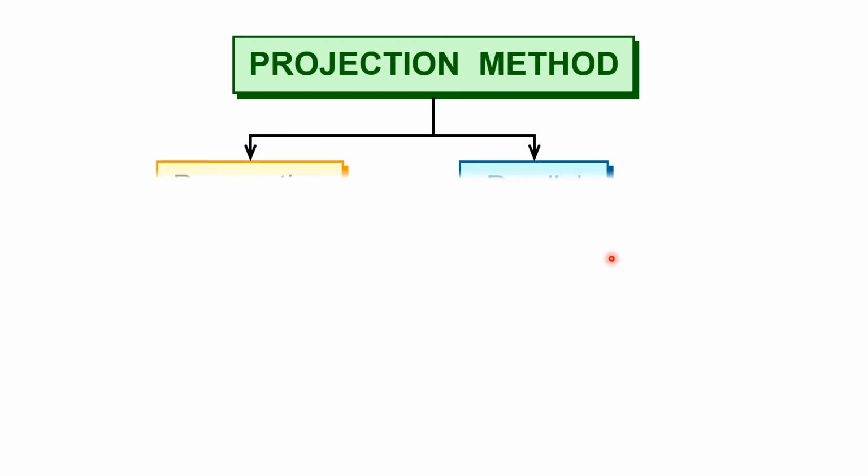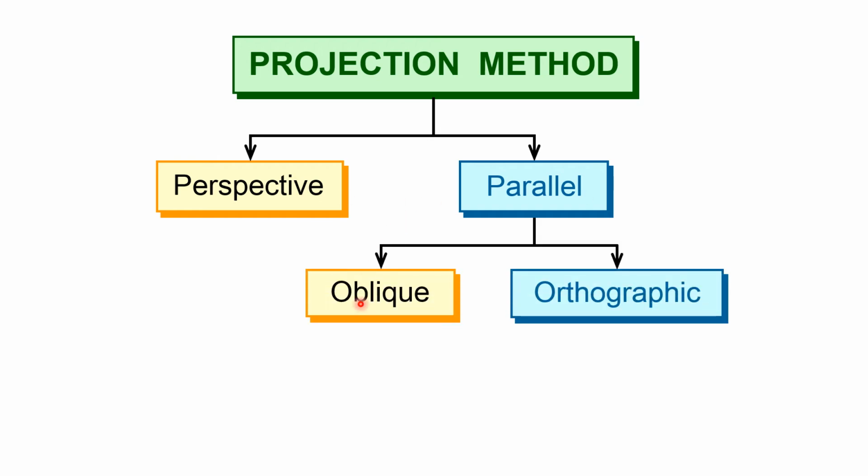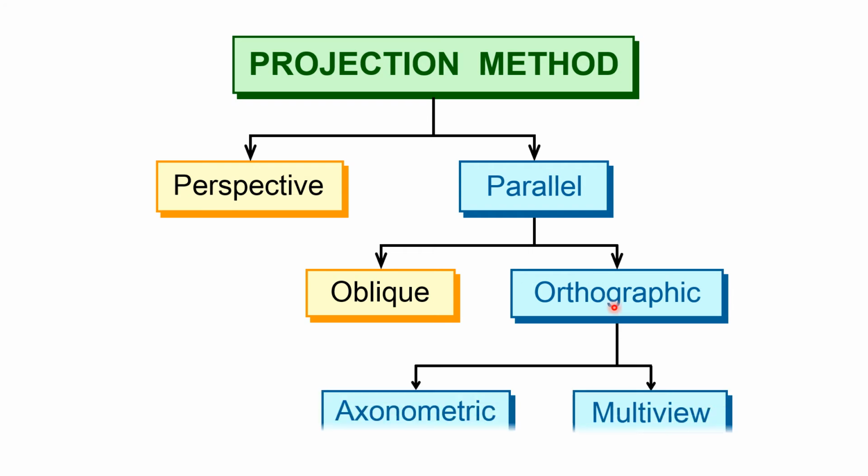Projection method. There are basically two types of projection method, parallel and perspective, and the parallel is further divided into orthographic and oblique projection, and the orthographic projection is further divided into axonometric projection and multi-view projection. I will discuss each projection one by one. First of all, I will explain projection theory, what the projection method is, then I will explain each projection method one by one.